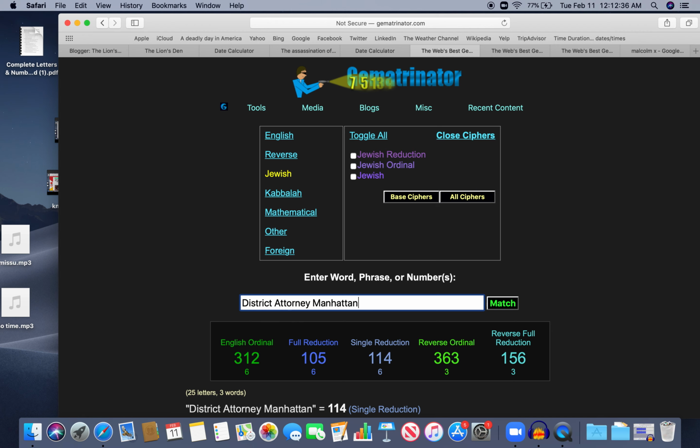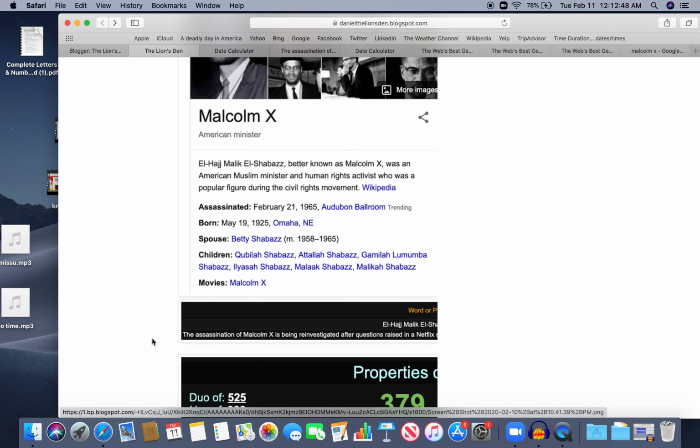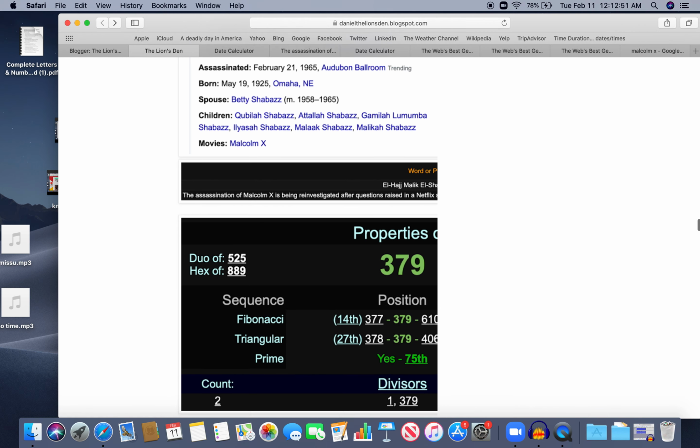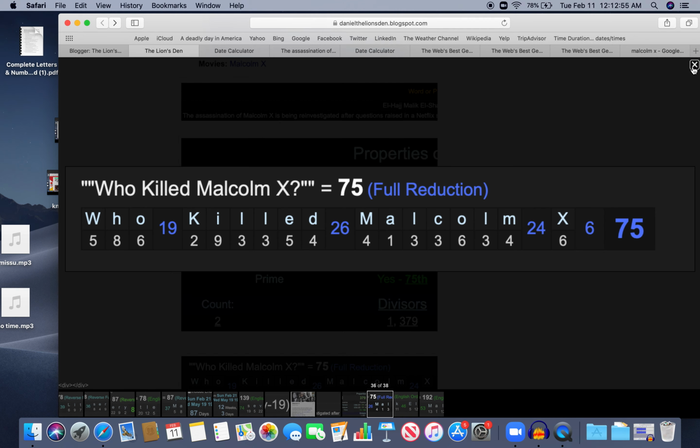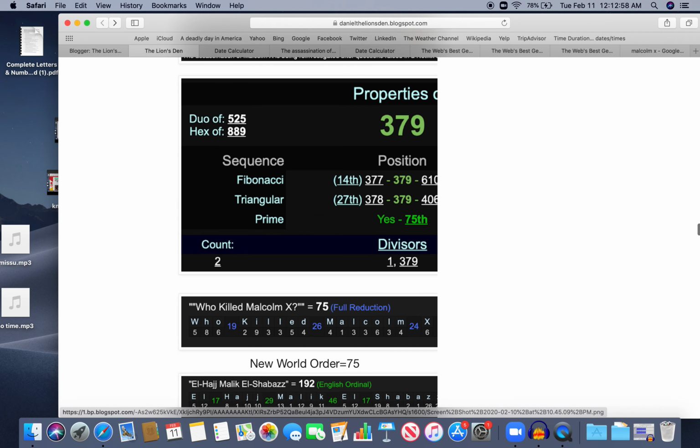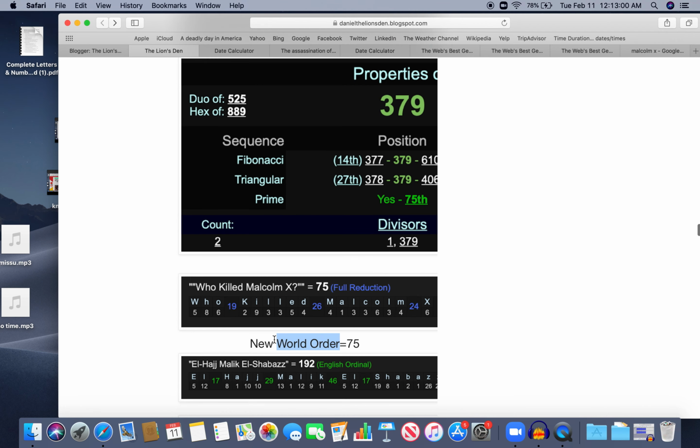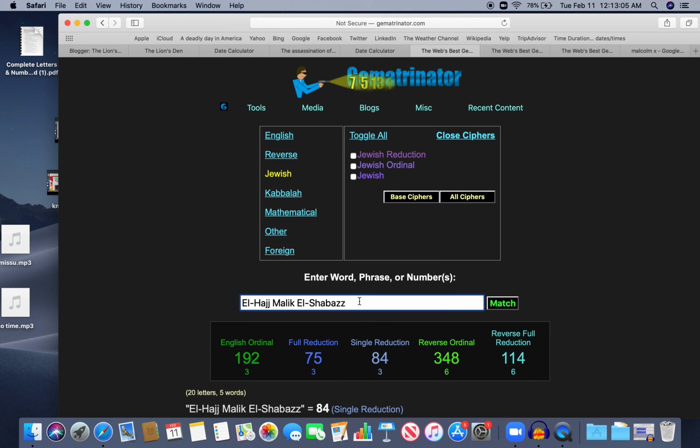It's also a death number in Satanic Gematria. And also, so El Haji Malik El Shabazz, 114 as well. So a lot of 114s there. So who killed Malcolm X equals 75. And we're talking about the New World Order equals 75.